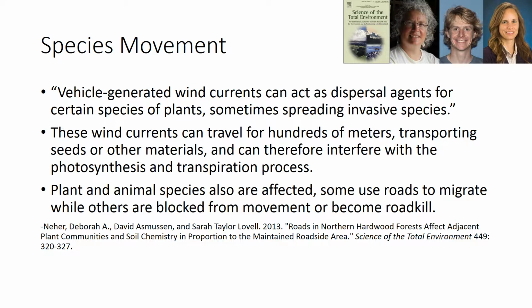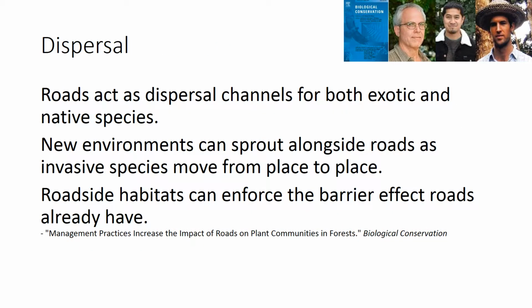Plant and animal species are also affected. Some use roads to migrate, while others are blocked from movement or become roadkill. Roads act as dispersal channels for both exotic and native species. New environments can sprout alongside roads as invasive species move from place to place. Roadside habitats can enforce the barrier effect roads already have. This barrier effect can affect plants and animals.